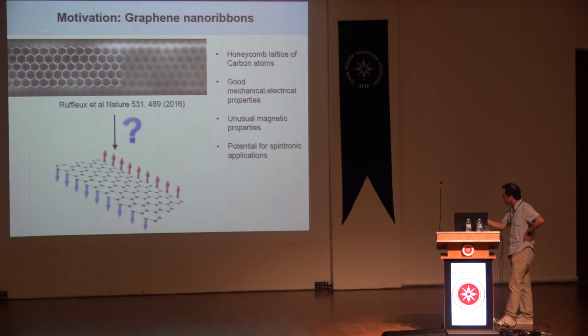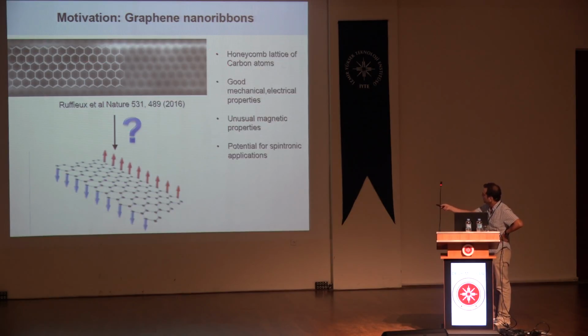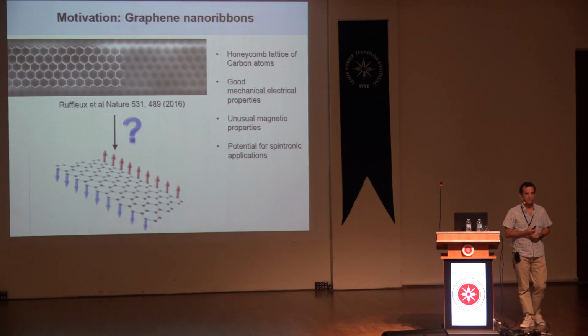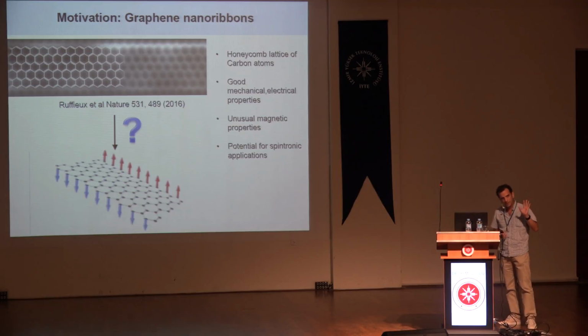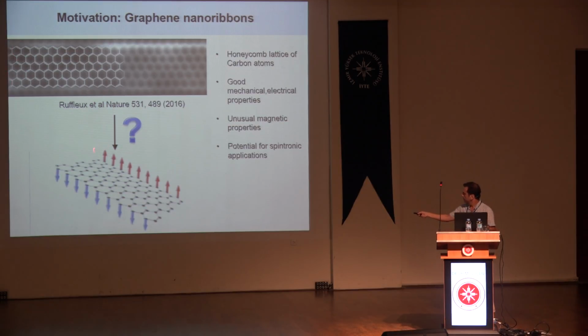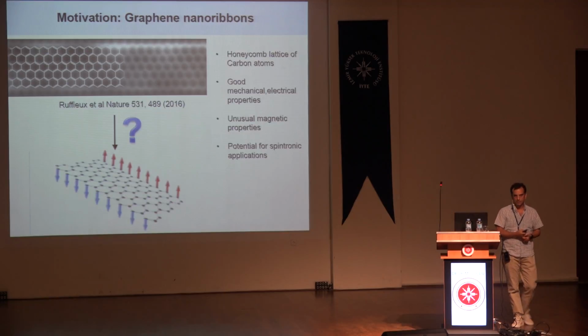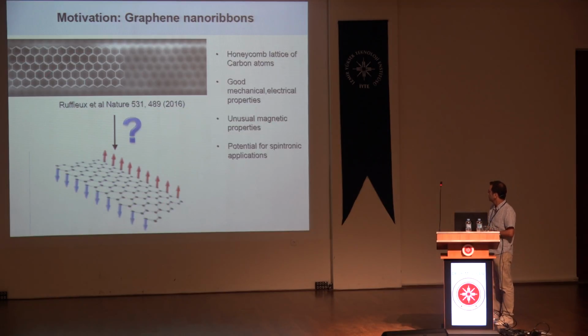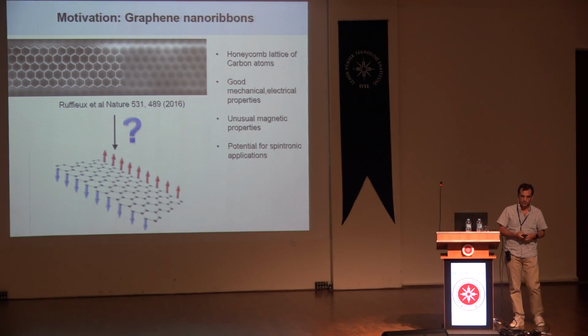So why are these systems interesting? As you can see, the edges are zigzag shaped, and it turns out if you solve the mean field, exact Hubbard Hamiltonian for this system, you get spin polarized edges. And the two edges are coupled anti-ferromagnetically. So this makes these systems very interesting for potential spintronic applications.